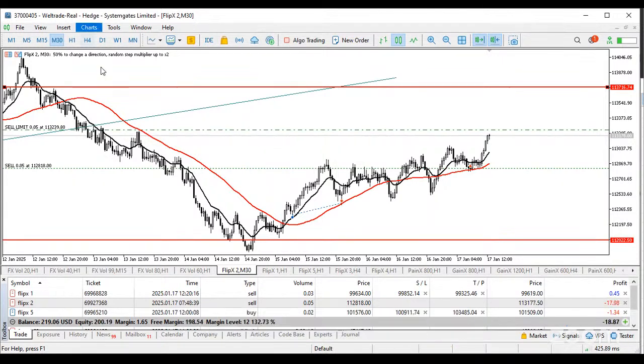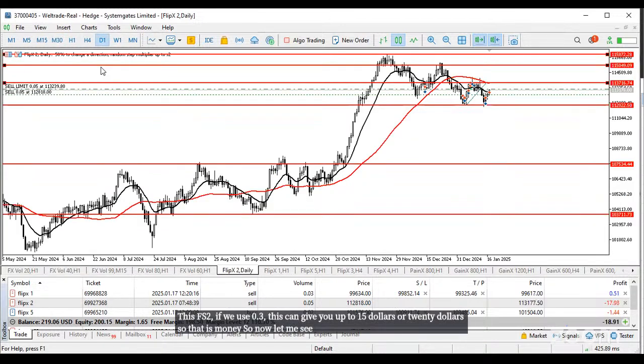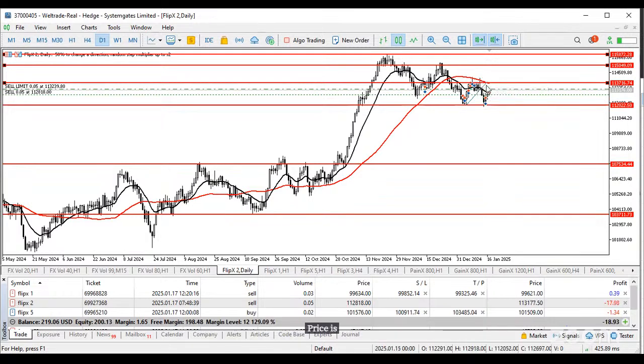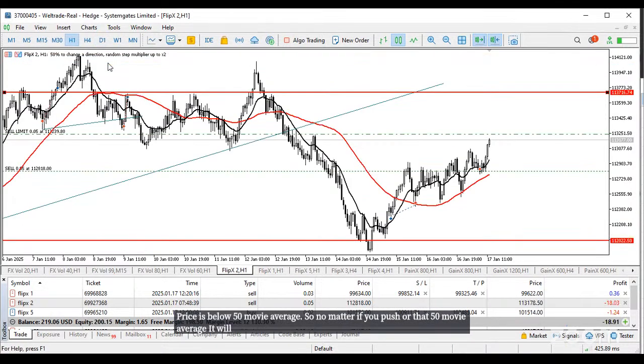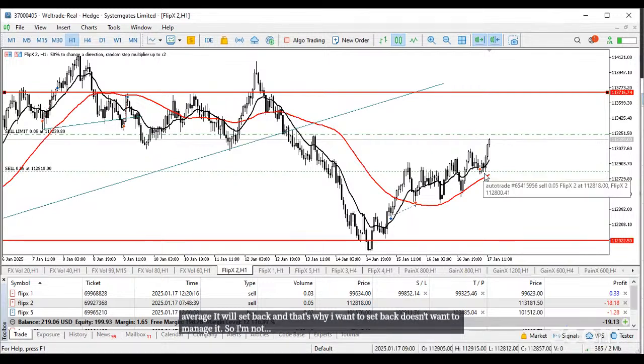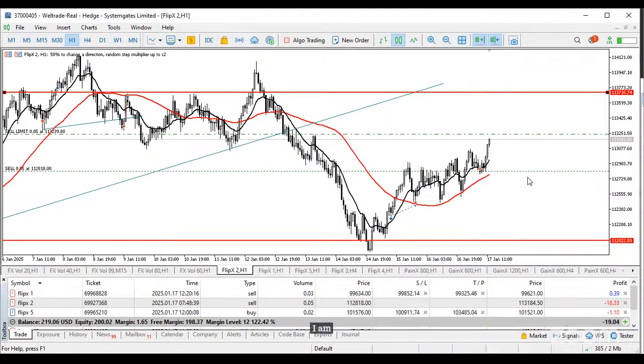So now, let me see how I will manage the trade. The reason why I'm looking for sell is because overall it's still bearish. You can see that price is below the 50 moving average, retests it and sets back. So no matter if you push to that 50 moving average, it will set back. And that's why I want to manage it. I'm not just leaving this thing open blindly. I am only trading from higher time frame.